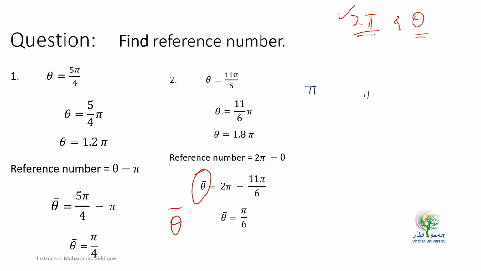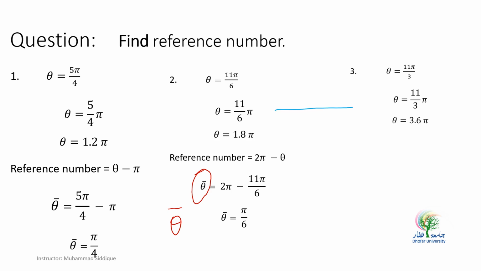Let us do one more question. 11 by 3. We have to find the quadrant. So it's coming 3.6. Where is 3.6? Let me do it. We will start from 0. This is half, this is 1, this is 1.5, this is 2, this is 2.5, this is 3, this is 3.5, and 3.6 is here.